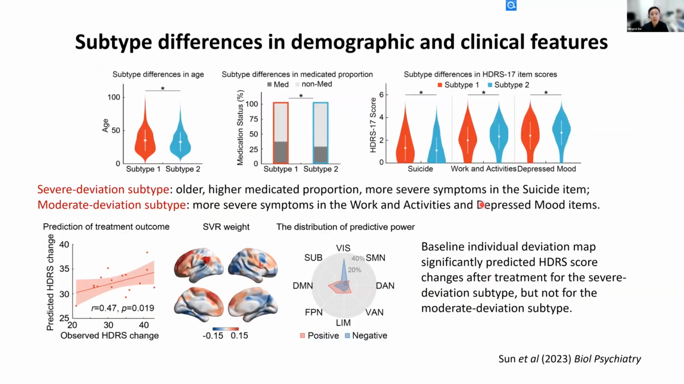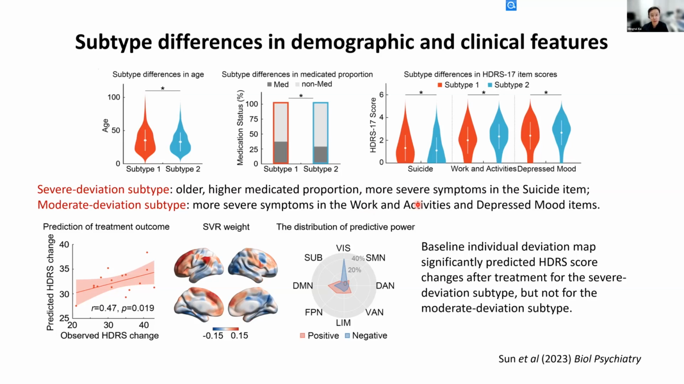The following clinical validation showed that patients in the severe deviation subtype are generally older, have a higher proportion of medication use, and have more severe symptoms in the suicide item, while the moderate deviation subtype had severe symptoms in the work and activity and depressed mood items. This implies that patients with more severe brain alterations may be associated with relapse and extremist thinking.